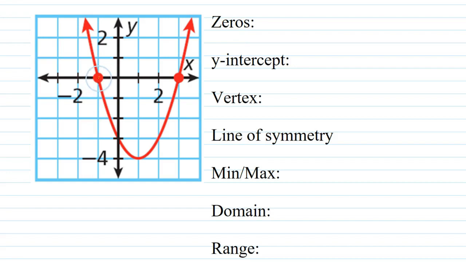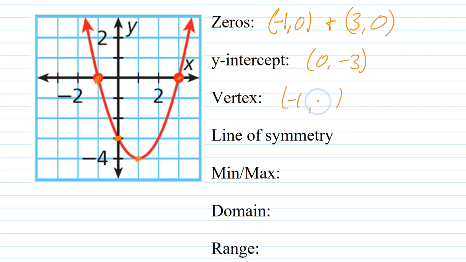The zeros for this one are shown with giant dots. They're at -1, 0 and 3, 0. The y-intercept is right here, and that's going to be at 0, -3. The vertex is going to be the highest or lowest, in this case the lowest point, and that's at -1, -4. The line of symmetry is the imaginary line going straight through the middle of your parabola, and that's always going to be the x value of the vertex. X is equal to -1.